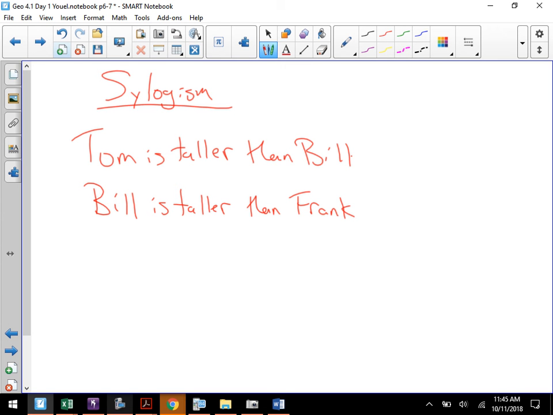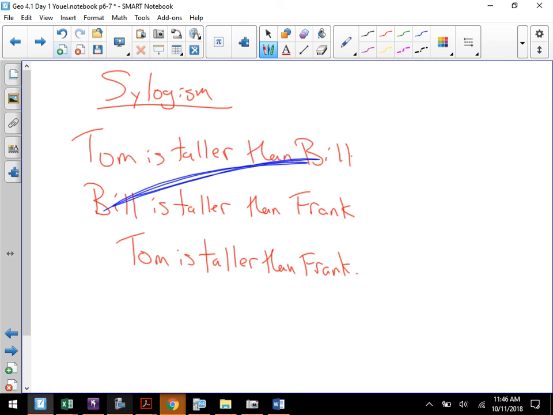So Tom is taller than Bill, Bill is taller than Frank, therefore Tom is taller than Frank. Now, one of the ways to decipher if this occurs, notice how Bill is repeated. As Bill is repeated, it's the end of the first sentence and the beginning of the second. That is usually the dead giveaway that you're using the law of syllogism versus detachment.